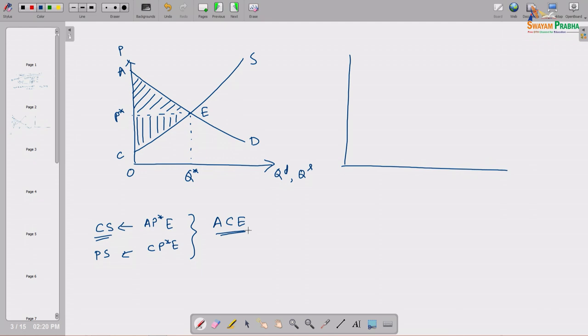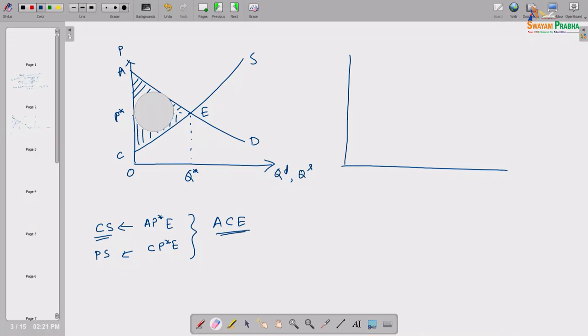And that is the quantified amount of the social welfare generated through the market transaction of this particular commodity whose market we are talking about. So ACE is the total amount of welfare generated within the society through the transactions in that market.